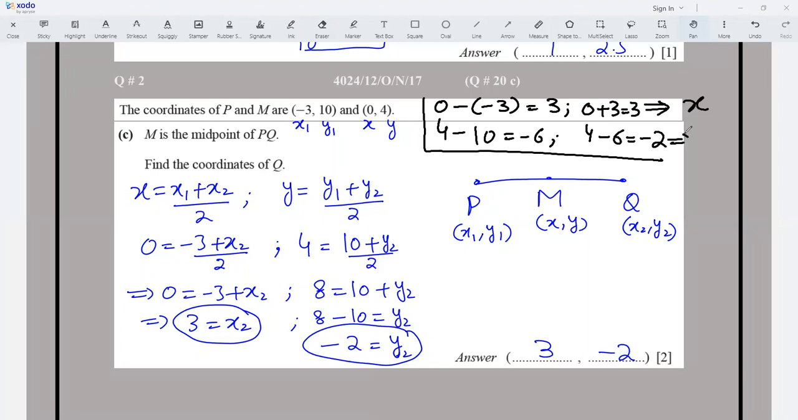You can look at your results, 3 and minus 2, and we have found them with this method as well. So this is all from today's video.